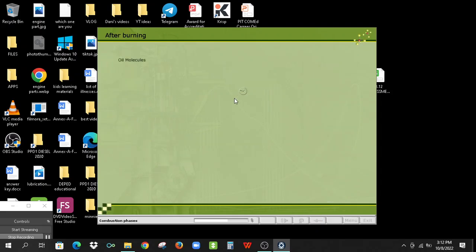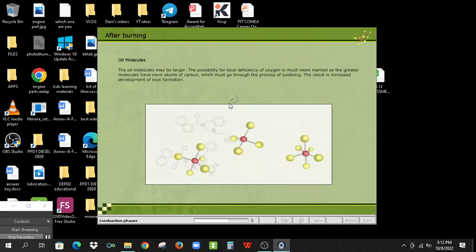Oil molecules. The oil molecules may be larger. The possibility for local deficiency of oxygen is much more marked, as the greater molecules have more atoms of carbon, which must go through the process of oxidizing. The result is increased development of soot formation.